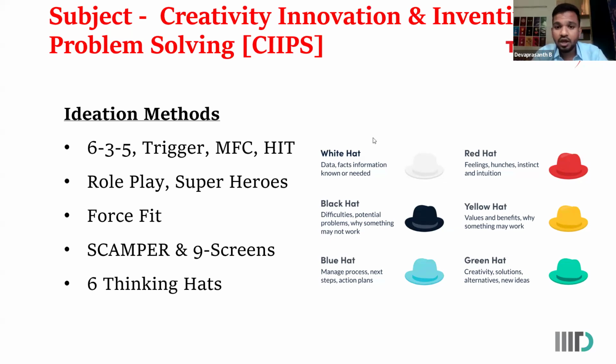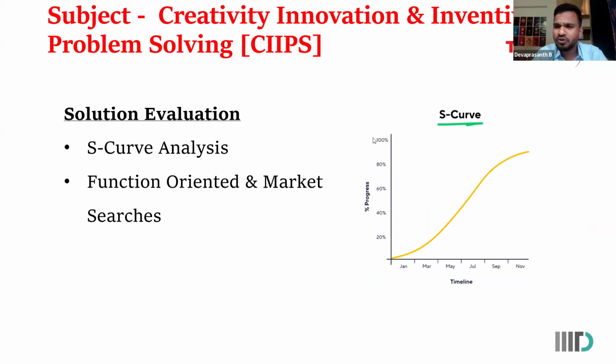And then the red hat. How we need to consider the feelings, we need to consider our intuition, or we need to keep it away and move forward. And the yellow hat, if we propose a solution, we need to know the values and benefits of it. And the green hat, how creatively we arrived at the solution, or what are the primary problems we are getting and the secondary problems we are proposing. Then my subject also includes solution analysis.